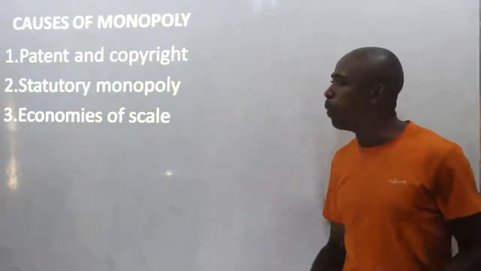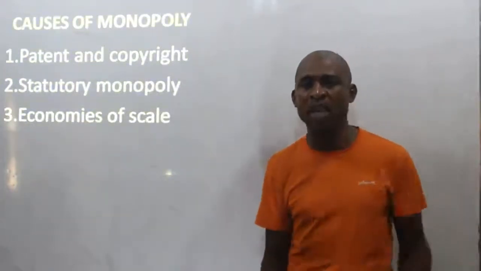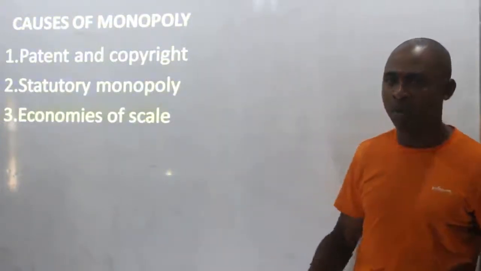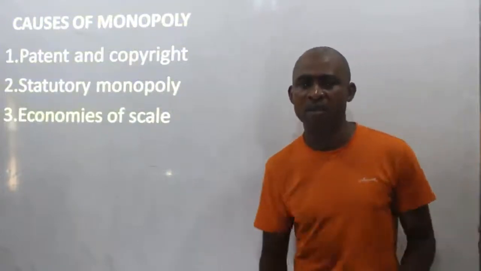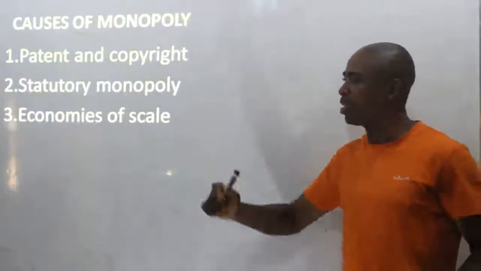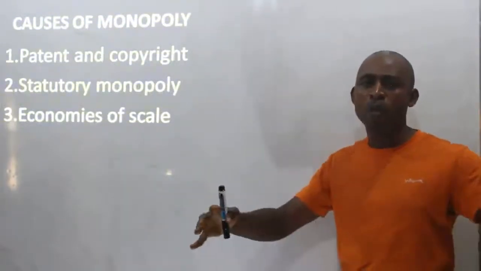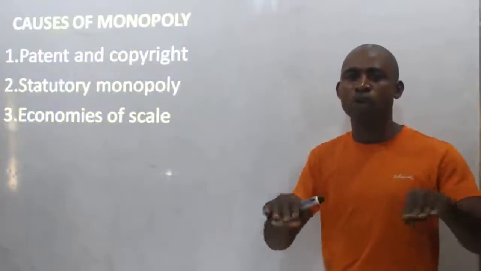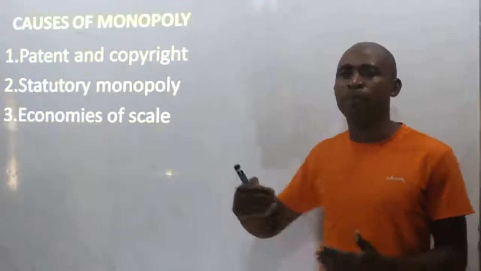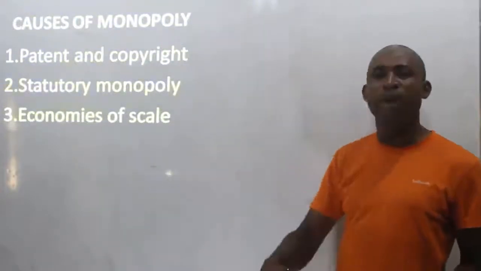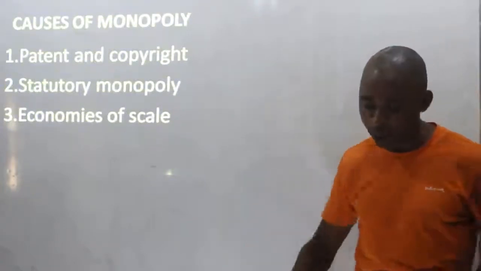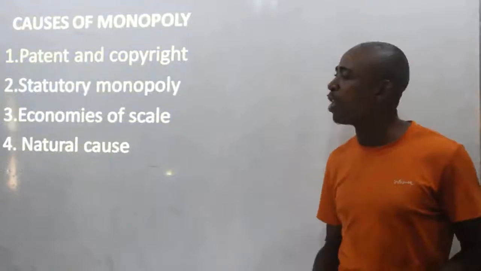The next cause of monopoly is economies of scale. Of course, we did that in SS1. Economies of scale are the benefits firms enjoy when they grow in size. When firms grow in size, their average cost of production falls. So once average cost falls, it prevents other firms from coming into the market to compete with the existing firm. And that creates monopoly.